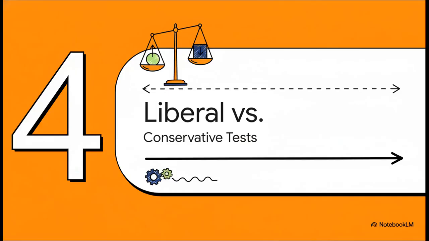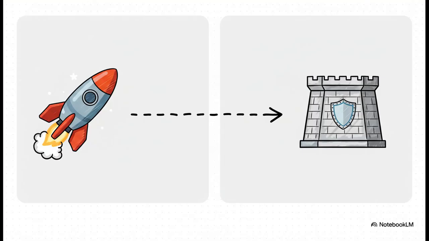But choosing a post-hoc test isn't one size fits all. They exist on a spectrum, from what we call liberal to conservative, and it's a really important trade-off you have to make. So let's look at 2 of the big ones to really get this. On the liberal side, we've got Fisher's LSD. That stands for least significant difference. And on the conservative side, we have the Scheffé test.